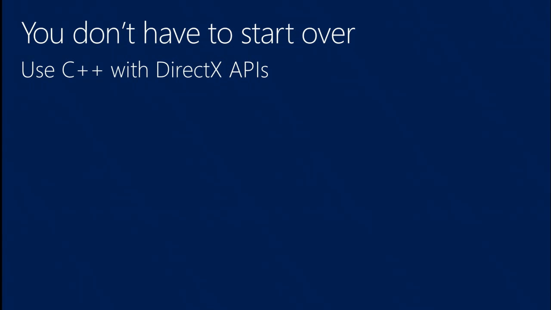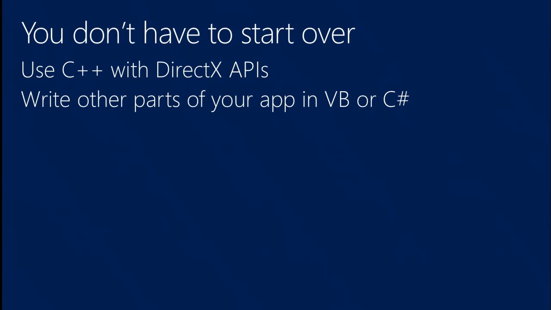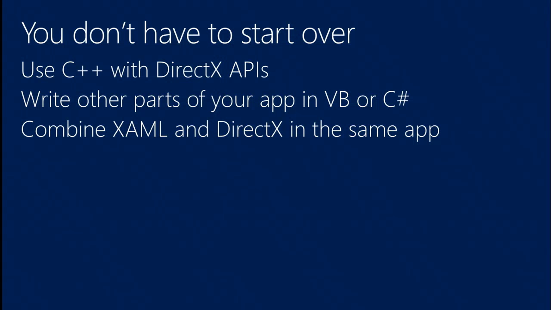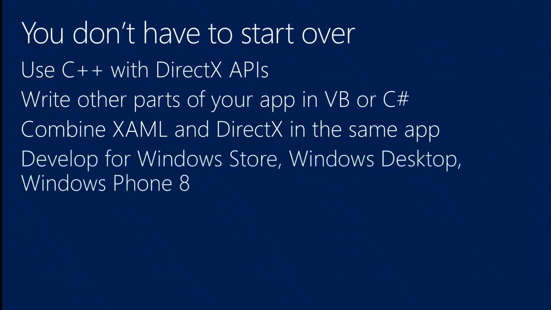You don't have to start over. If you have code already or you're familiar with C++, you can use C++. You can interface that using some of our tools, like C++ CX. You can make it available to some of your other managed languages. You can write your other parts in VB or C#. Probably a lot more C# people in the room than VB. You can combine XAML and DirectX in the same application. In fact, our app enables that. We don't actually throw any XAML up on the screen, though. There are examples out there, developed for Windows Store, Windows Desktop, and Windows Phone 8.